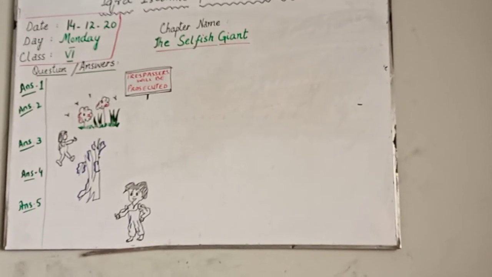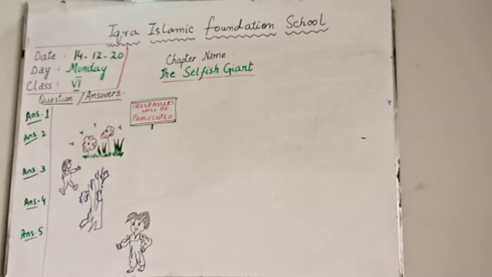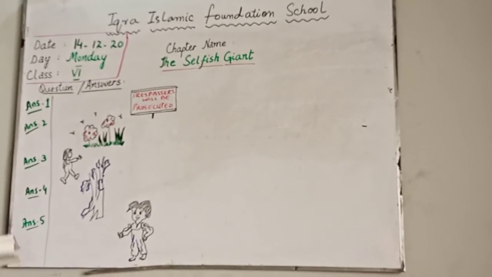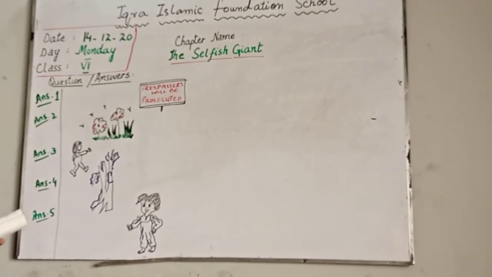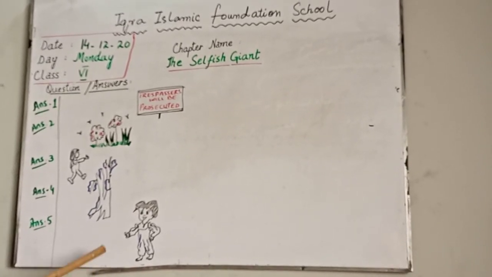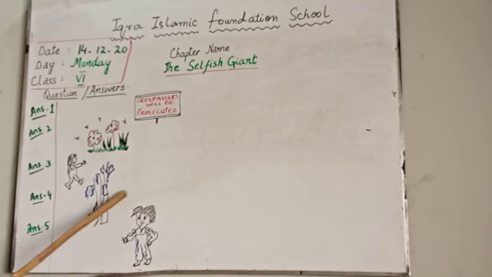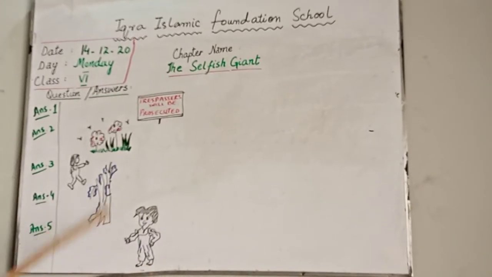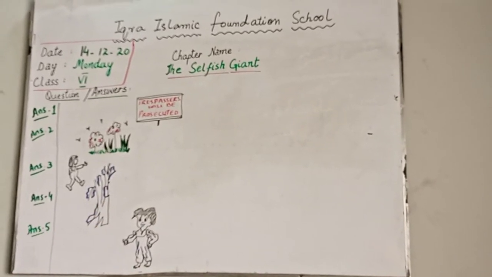The drastic change came in the giant's personality. From selfish he turned to kind, from cruel also he turned generous, and he took him to paradise as a reward. So that is all about your question answers beta.